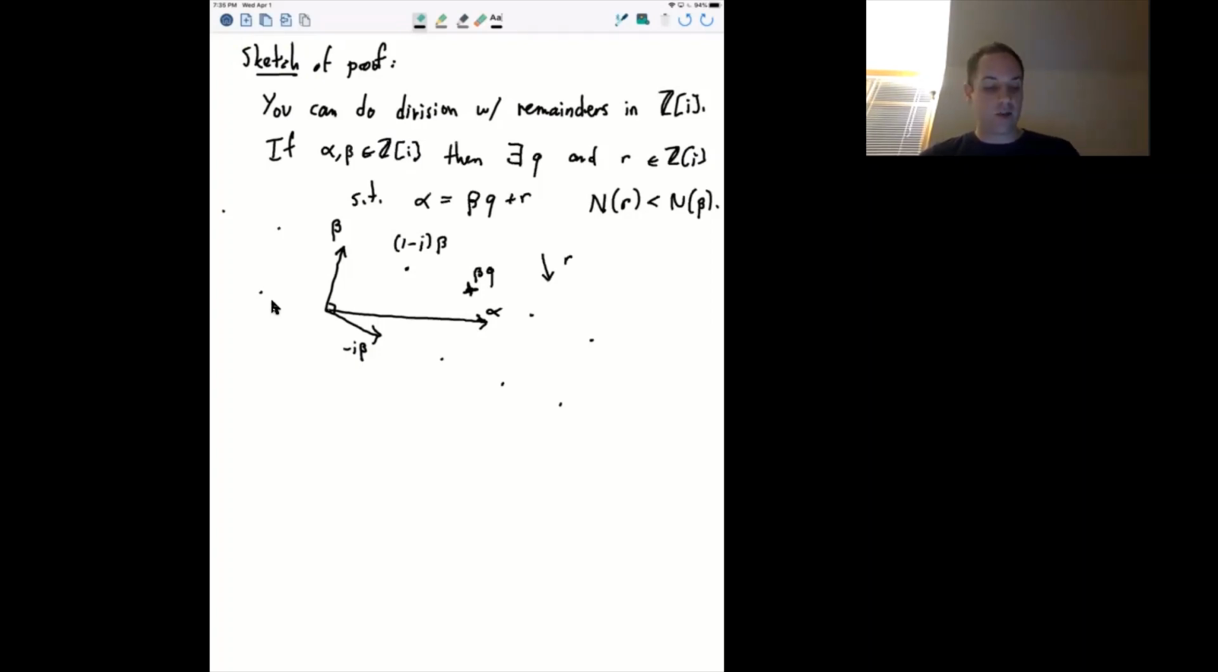And the fact that the norm of R is smaller than the norm of beta is just the fact that because we chose beta Q to be as close as possible to alpha, the distance from beta Q to alpha, which is R, the norm of R is going to be smaller than the size of beta. I don't want to go too much further. That's how you prove that you can do division with remainder. And then it turns out that this implies unique factorization. That's a general fact for any ring. If you have some notion of size, like a norm, and you have some division with remainder, then you have unique prime factorization.